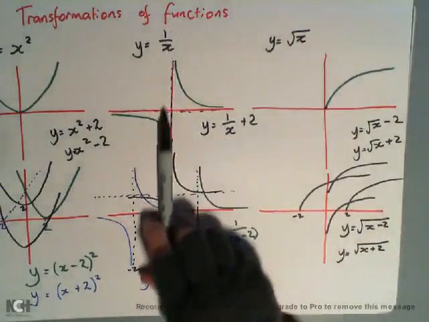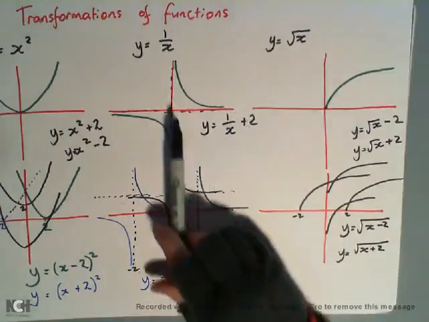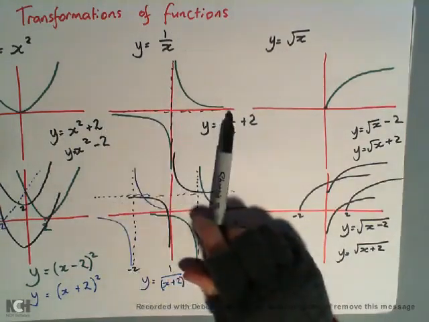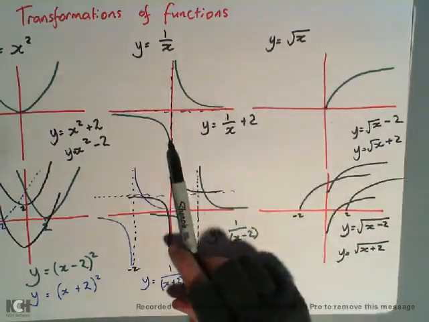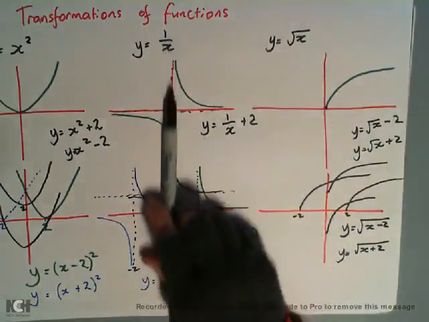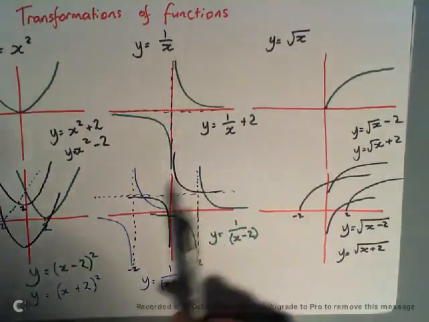For 1 on x, it'll be the asymptotes. So moving it up or down, we look at the horizontal asymptote, so moving it up 2 or down 2 or whatever it is. Left and right, we look at the vertical asymptote, and that's inside the brackets.